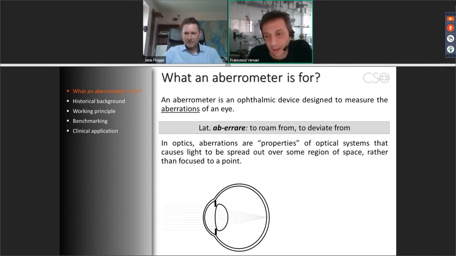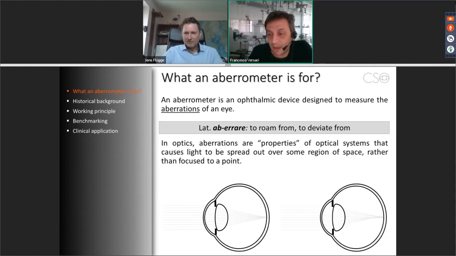This is an ideal eye, but if we look at a real eye, you don't have this situation, and the rays are hitting the retina in different positions. So, as you can see in this definition, we have aberration. So some light is spread out over a region of the retina rather than being focused in a single point.